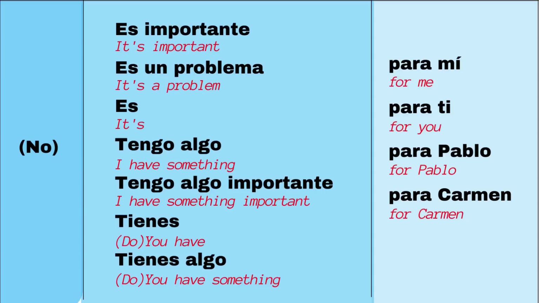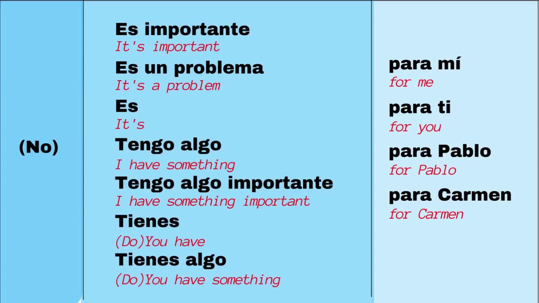¿Es un problema para ti? I have something important for you. Tengo algo importante para ti. It's not for me. No es para mí.